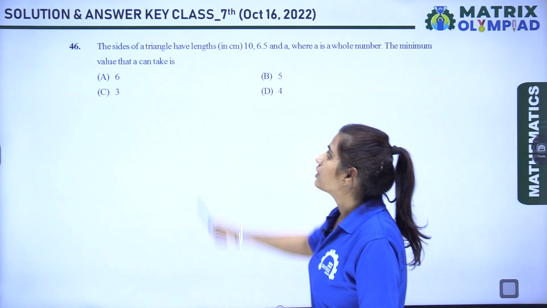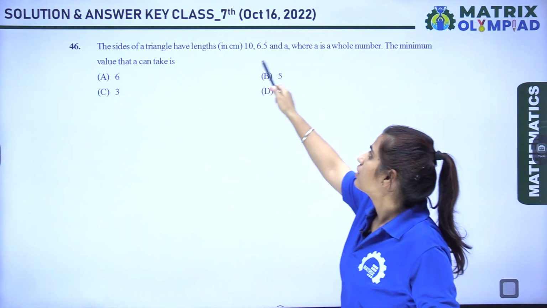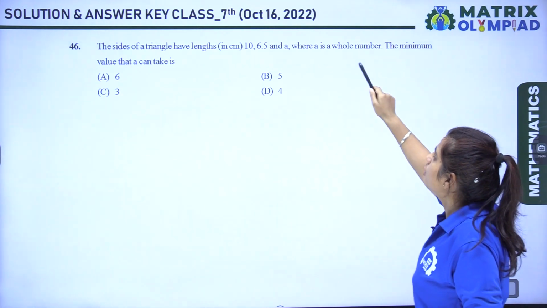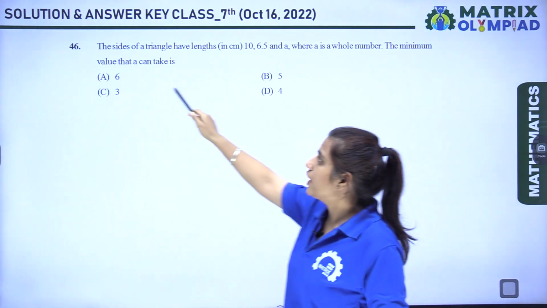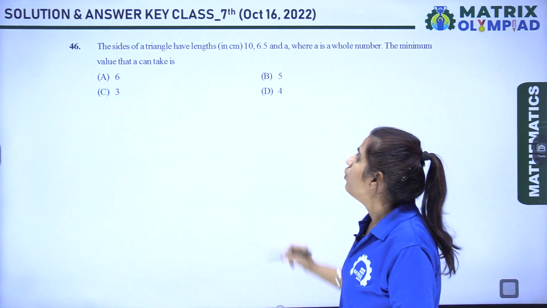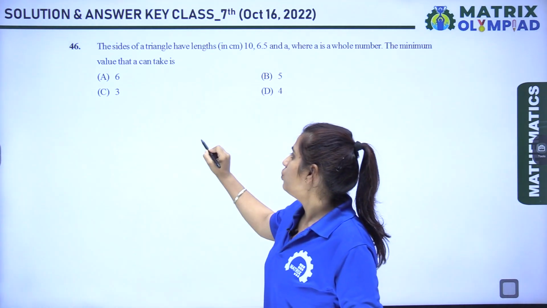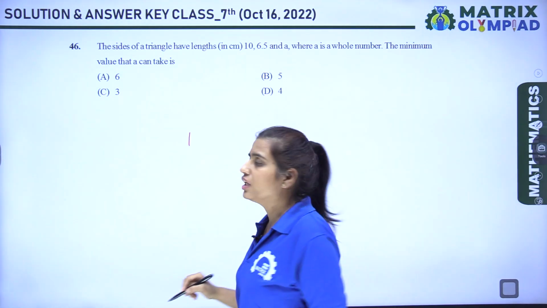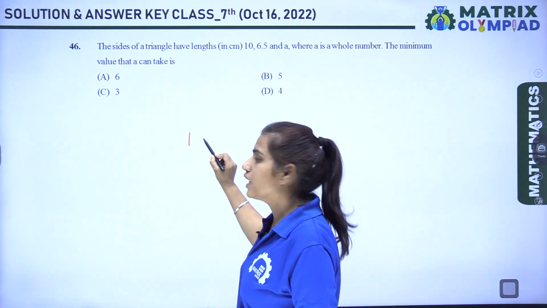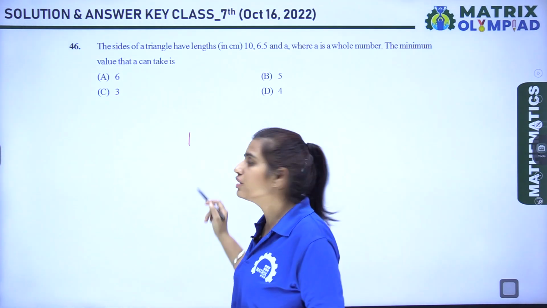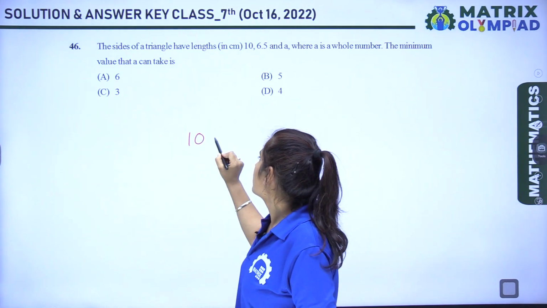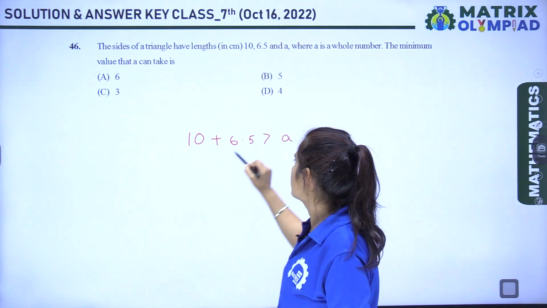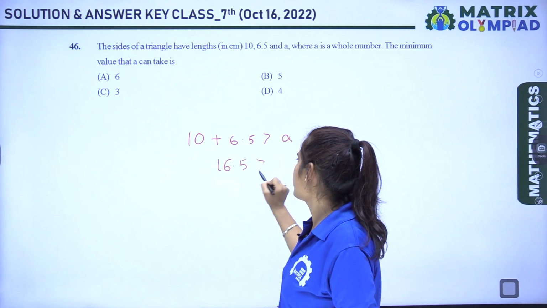Now the next question is, the sides of a triangle have lengths in centimeters 10, 6.5 and A, where A is a whole number. The minimum value that A can take is. Now we are given two values, that is 10 and 6.5. Applying the property, the sum of any two sides is greater than the third side. So here we take the sum of these two sides, that is 16.5.